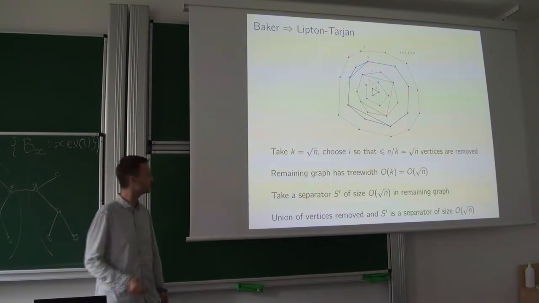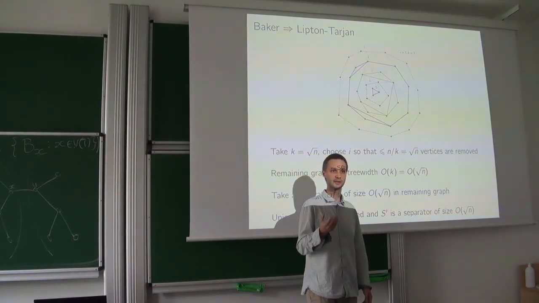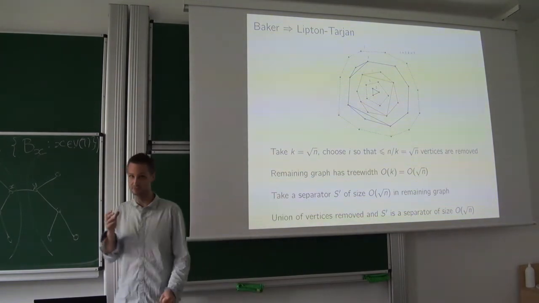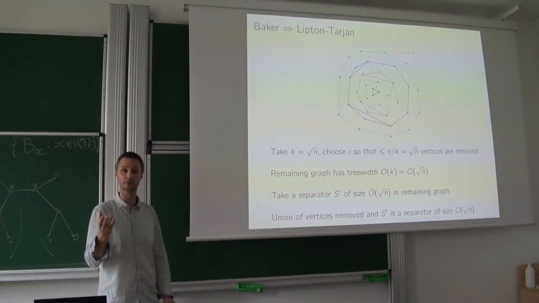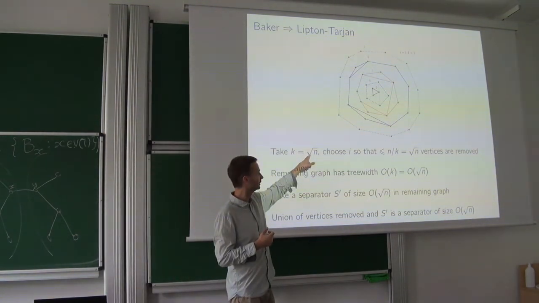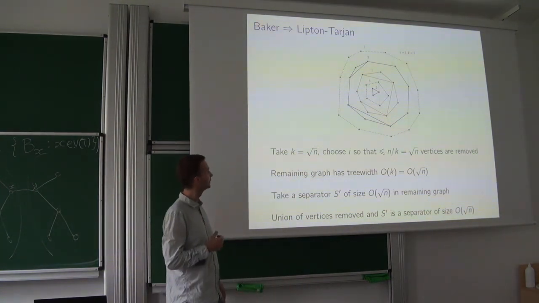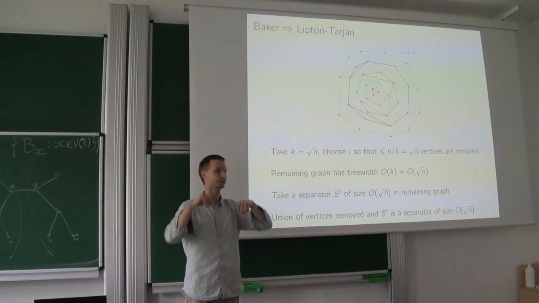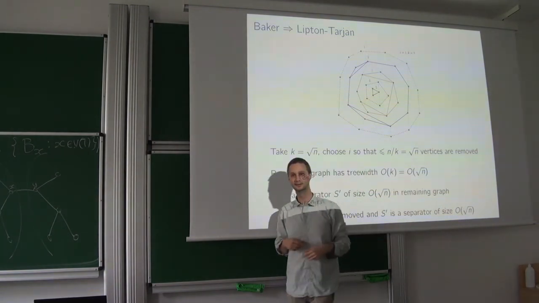But the first thing I wanted to say is that, in some sense, Baker's technique is a refinement of Lipton-Tarjan. It's not just two distinct things. You can see Baker's technique as something which is more precise than the separator result of Lipton and Tarjan, because it implies it for the right choice of k. So it turns out that if you take k to be root n, then you are going to get back your root n size separators. And why do you have that? Well, you take k to be root n, so how many vertices are you removing in this first phase? You are removing n over k vertices at most, so that's n over root n, so that's root n at most vertices.